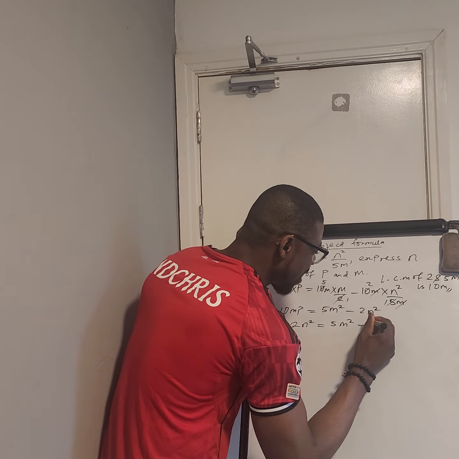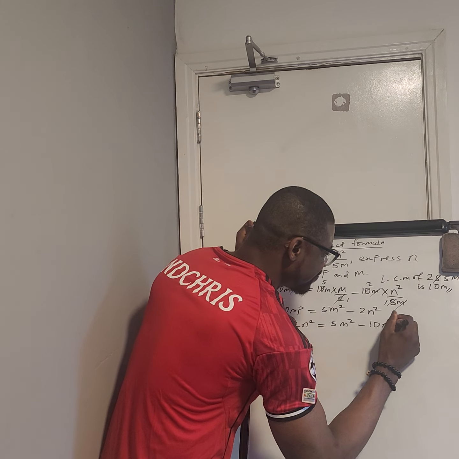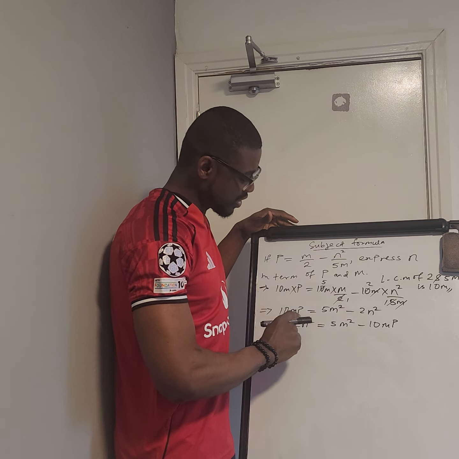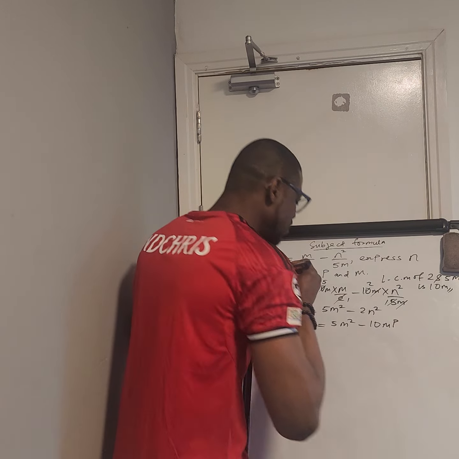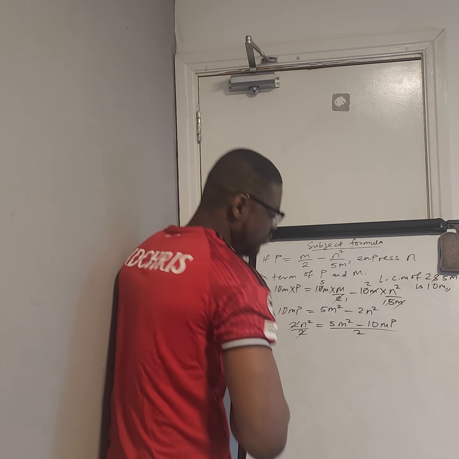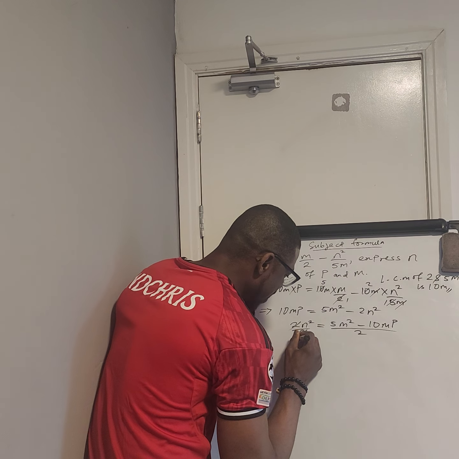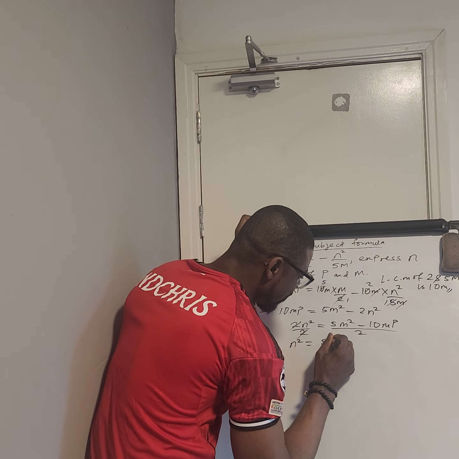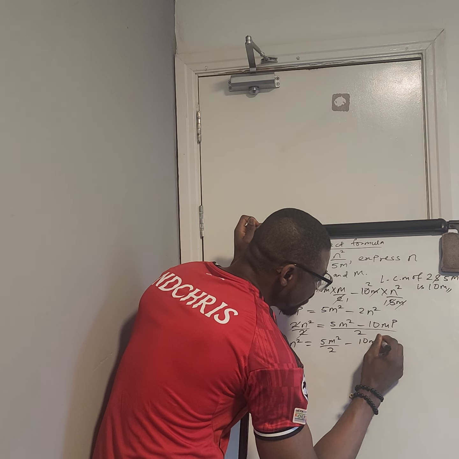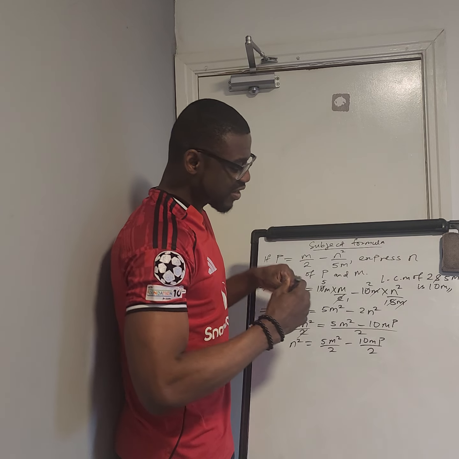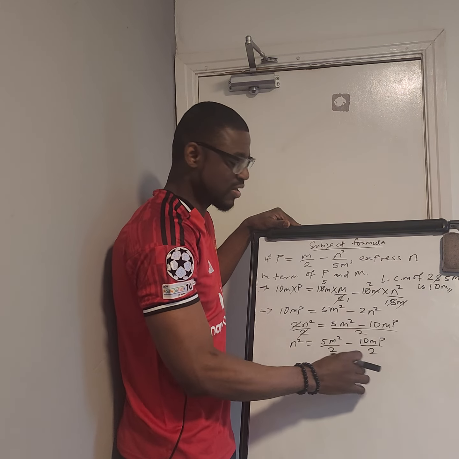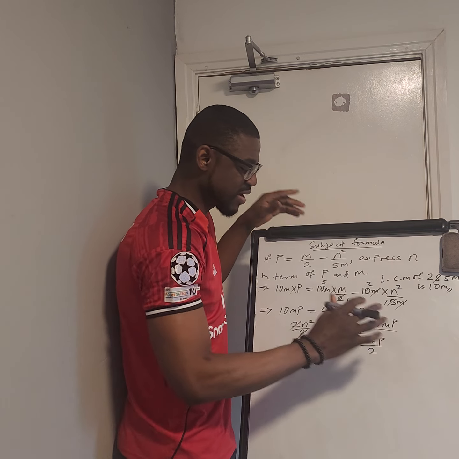This becomes minus 10mP. What do we do at this juncture? We have to remove the coefficient of our n squared, which is 2. So divide through by 2 so that it will be gone. Brilliant. So we are left with n squared equals 5m squared all over 2 minus 10mP all over 2. I only divided each of them by 2 because I need to express it further. So it's the same thing as this. I didn't do any magic.